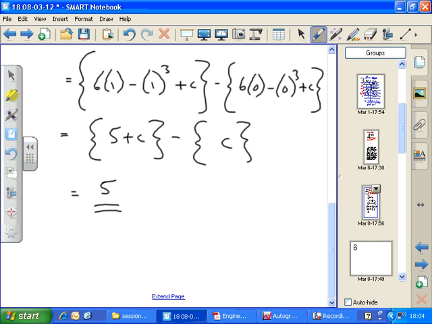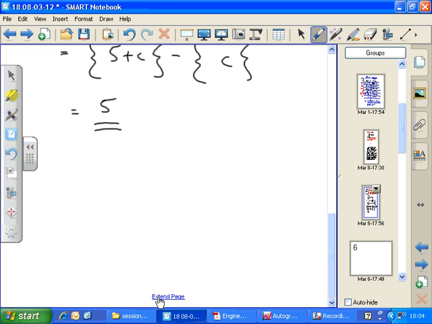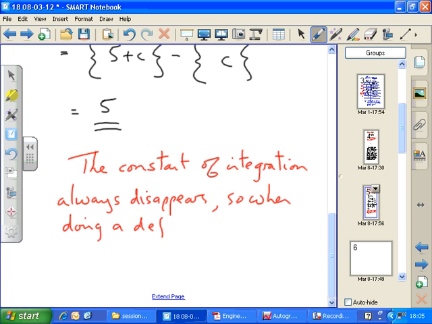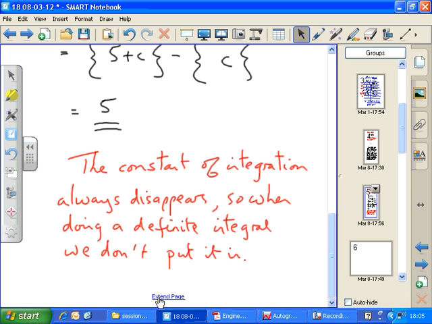The constant of integration always disappears because I'm doing c minus c every time. So, when doing a definite integral, we don't bother to put it in. In other words, when I've done the original integration, I wouldn't have bothered to put the plus c at the end because I knew that when I put the limits in it would cancel. Just leave the c out.